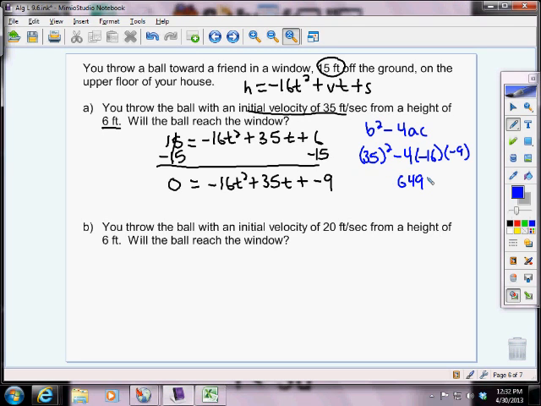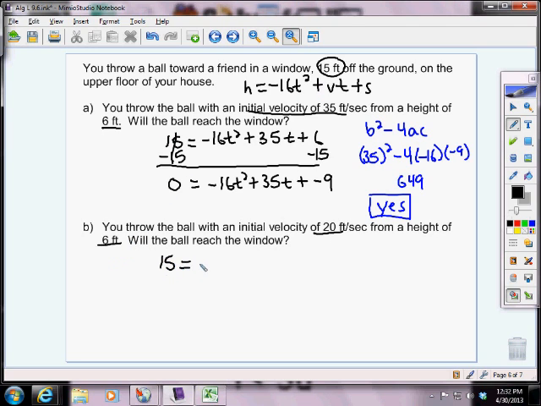It's positive. If the answer, when you evaluate the discriminant, is positive, that means it has two real solutions. So is it going to reach the window? Yes. Yes, it will, because our discriminant is positive, meaning it has two real solutions. Let's look at this example. Let's do the same thing, but this time you're throwing it with an initial velocity of 20 feet. You're still starting from a height of 6, and the window is still 15 feet off the ground.